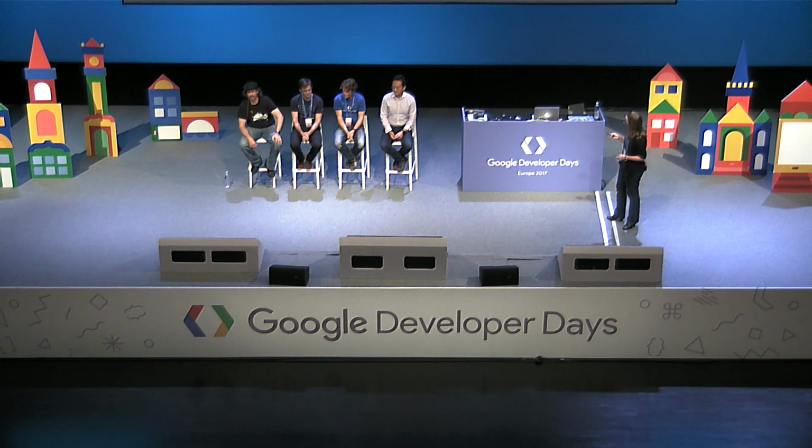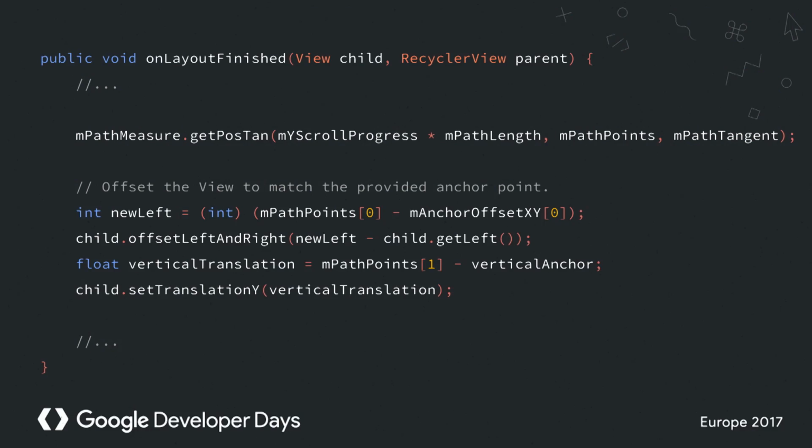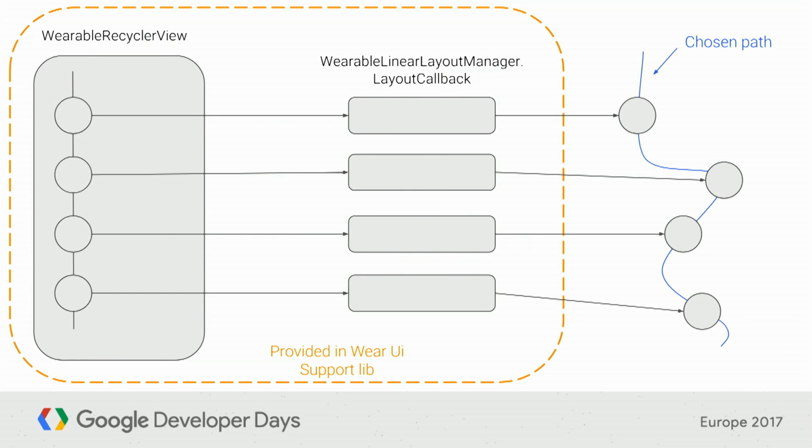And then when you have the maths for the path, this is how you would actually use it in code. And this line here is the crucial one, where you just get the tangent line to the path you have and then apply the positions to the children in the view.